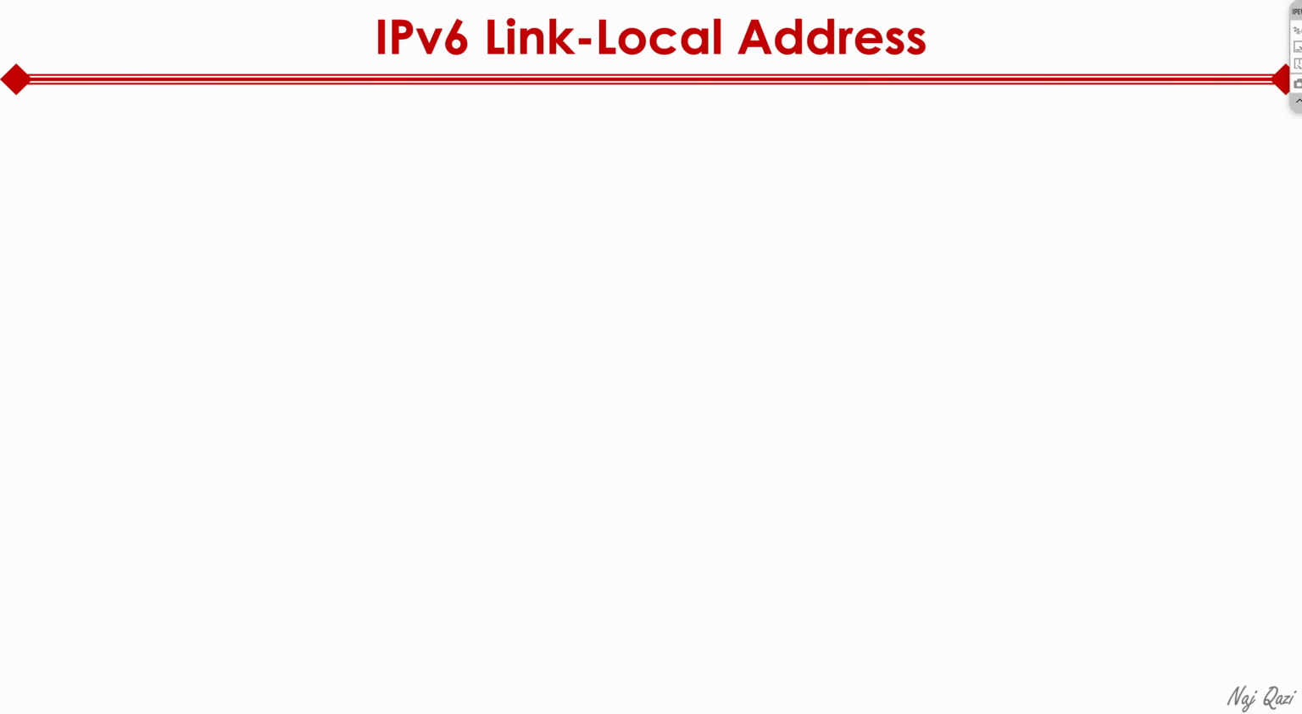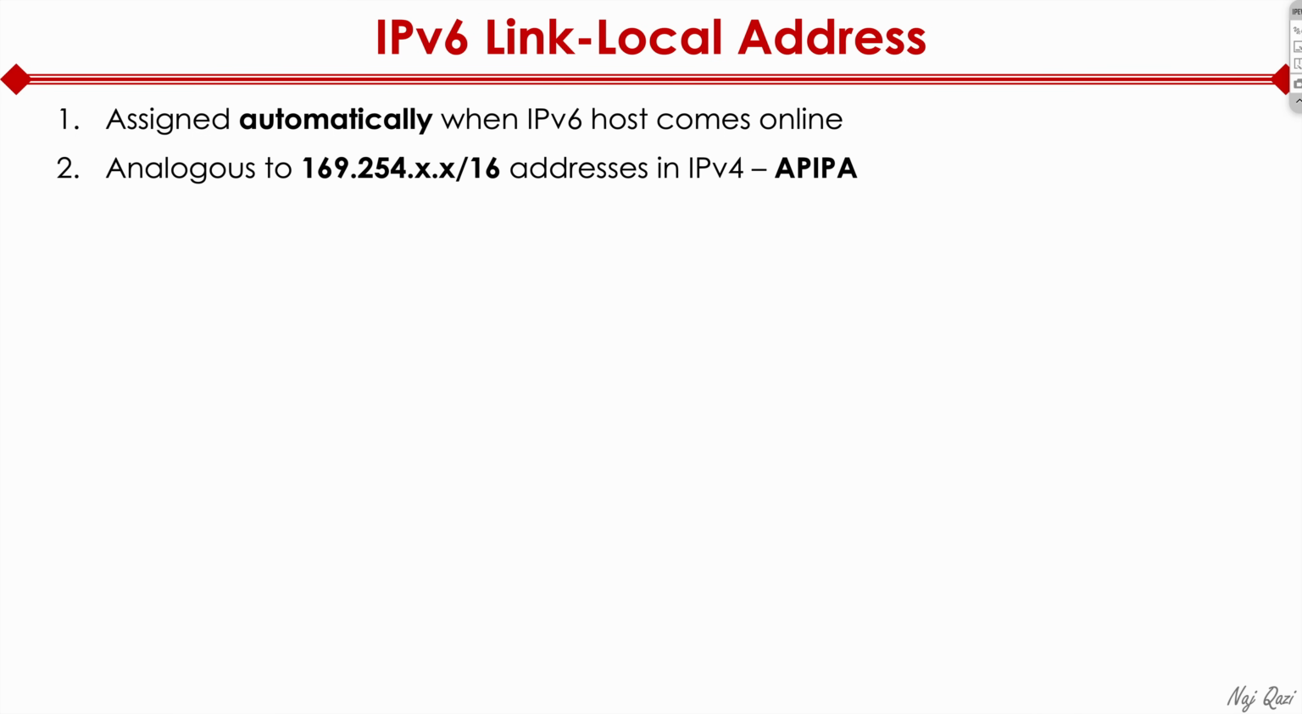Now let's look at the IPv6 link local address. It's assigned automatically. As soon as the IPv6 host comes online, it just automatically gets a link local address. You have to do nothing. It's very similar to, if you guys remember how Windows would allocate 169.254 addresses. If you ever remember seeing one, you typically get this address when your machine is unable to contact a DHCP server. It will self-assign itself a 169.254 address. That's also called APIPA, which stands for Automatic Private IP Addressing in Windows.